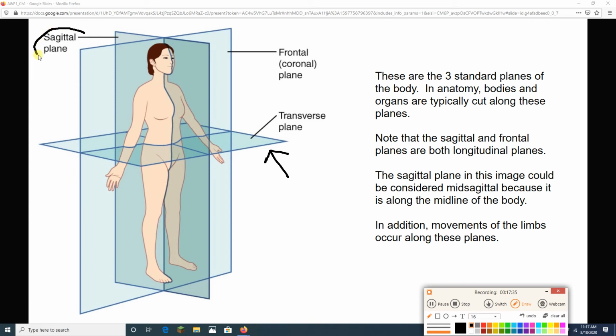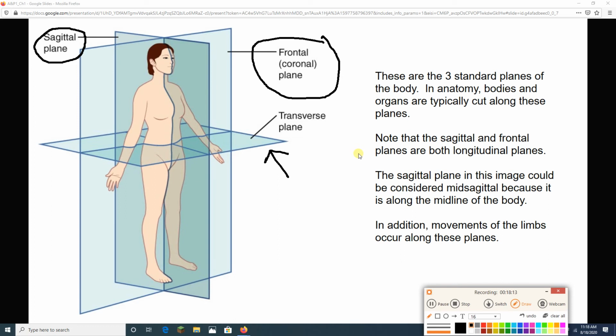There is a sagittal cut. There is also a frontal cut. The sagittal cut and the frontal cut are both longitudinal, but they're just oriented perpendicular to one another. Okay? The sagittal cut is going to cut you in such a way to give you a left and a right piece. The frontal cut cuts you in such a way to give you a front and a back piece.